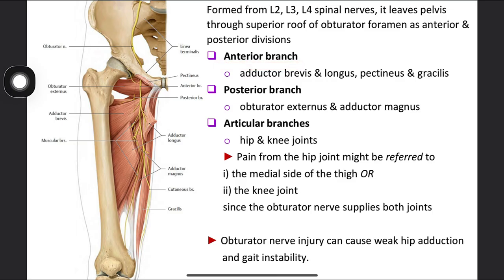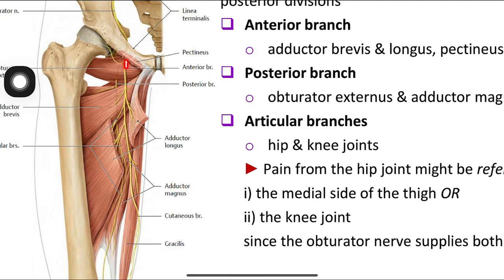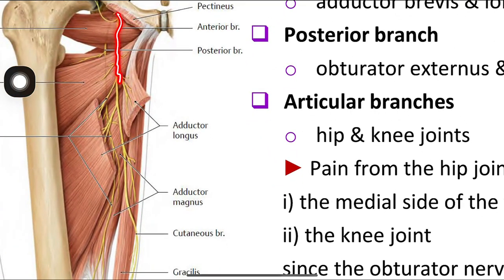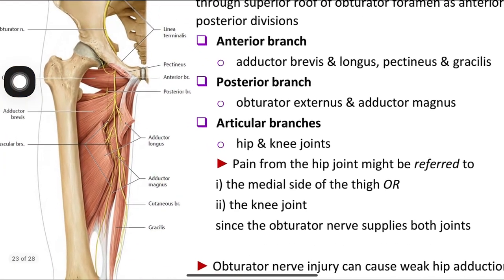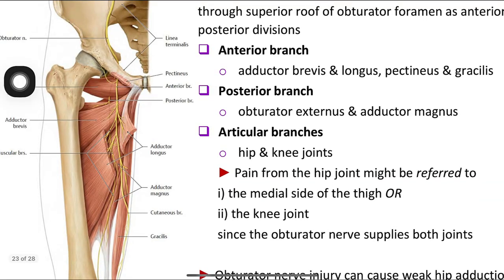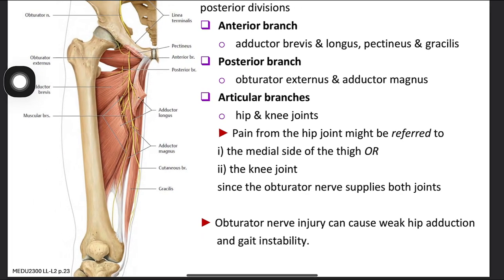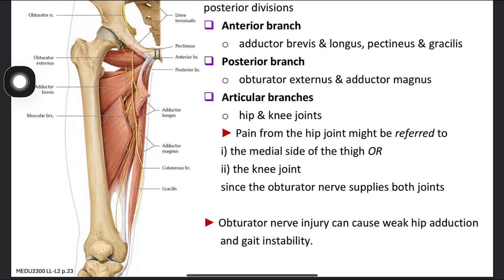First, the anterior branch. So this is the anterior branch. The anterior branch supplies the adductor brevis, adductor longus, pectineus, and gracilis. The posterior branch will supply the obturator externus and adductor magnus. We also have a branch to supply the joints. That's why it's called the articular branches, to the hip and to the knee.